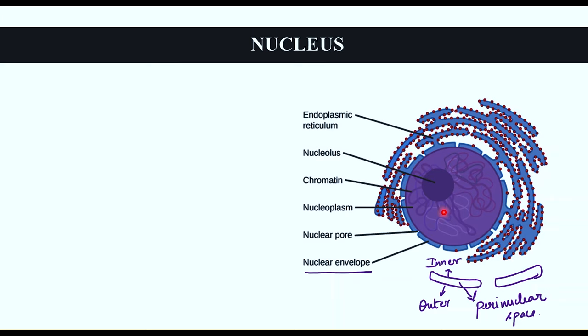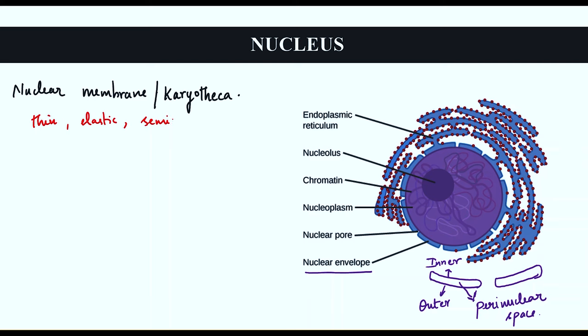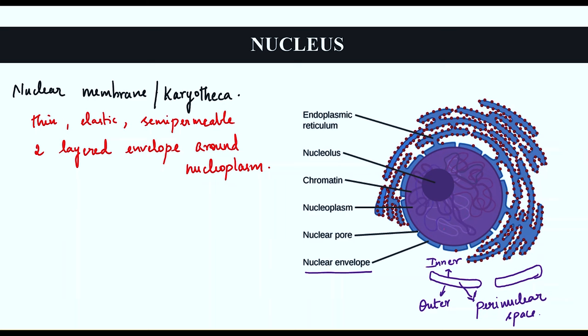The first component is the nuclear membrane. This nuclear membrane is also called karyotheca. It will be thin, elastic, and semi-permeable. We know what semi-permeable is, right? It is going to allow some of the substances inside the nucleus. As I've already told you, it consists of two layers, a two-layered envelope around the nucleoplasm. The whole substance present inside the nucleus is the nucleoplasm, and this two-layer envelope is surrounding it. We know what the nuclear membrane is and its other name. So what is the function of this nuclear membrane?